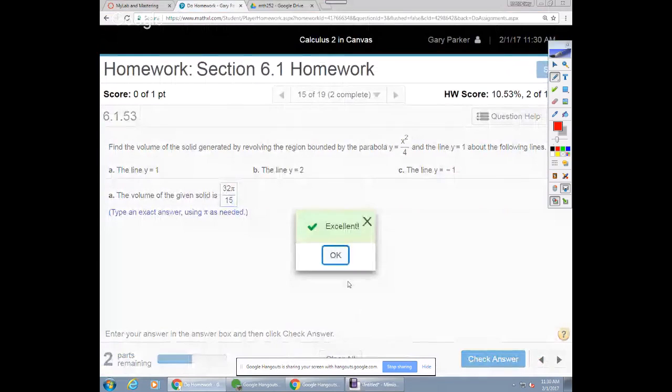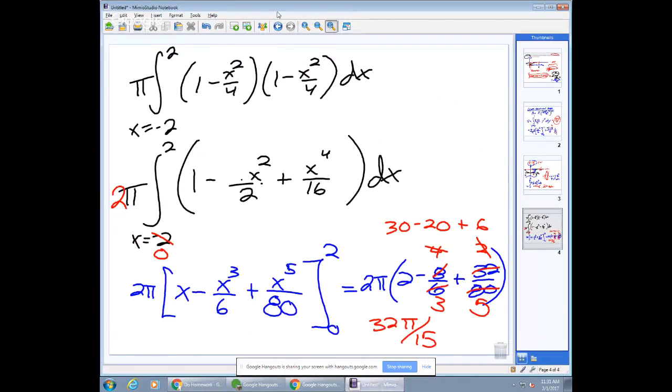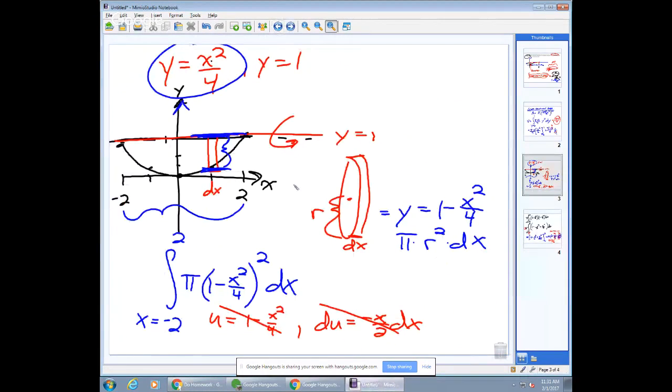All right, we get an excellent. Okay, here comes the fun part. y equals 2. So we need to redraw this picture because we're going to have a new axis of rotation and we totally messed that one up. So new page.